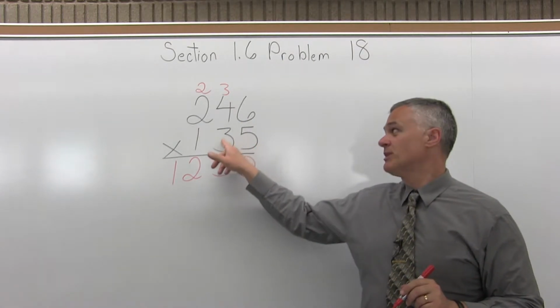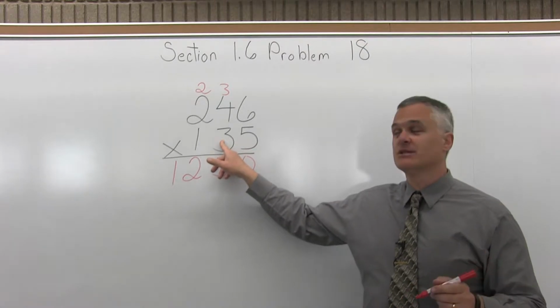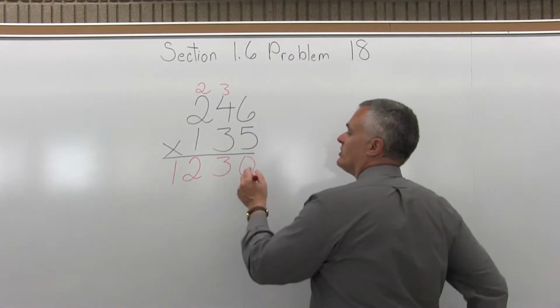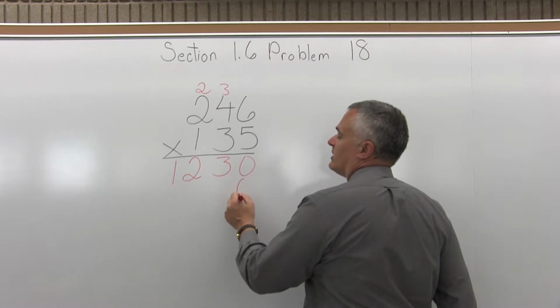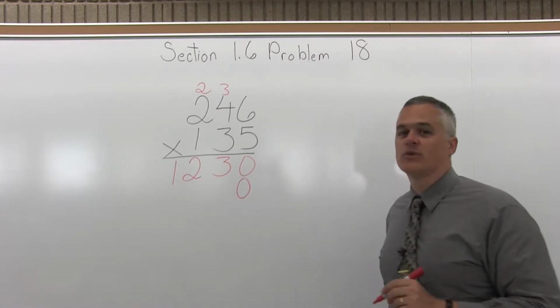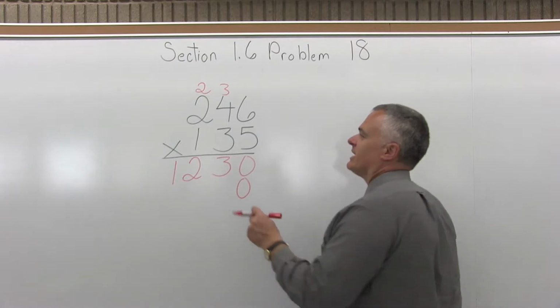Now I move over and multiply the next digit over, the 3, times the entire top row. And before I do that, I either have to move over a position automatically to the left or fill in the rightmost position of the next row down with a 0. Now I can multiply times 3.